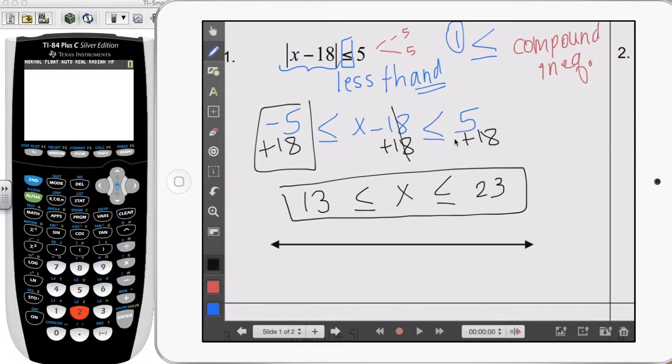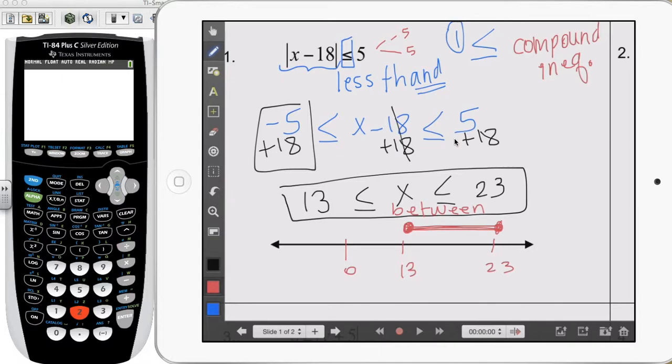Now, every time you have an inequality, remember you have to represent this on the number line. So if this is 0, this is 13, and this is 23, you know that x is going to be between 13 and 23. So you have a line between 13 and 23. Now, since 13 and 23 are included because of the less than and equal sign, you have to have a solid circle on both of them.